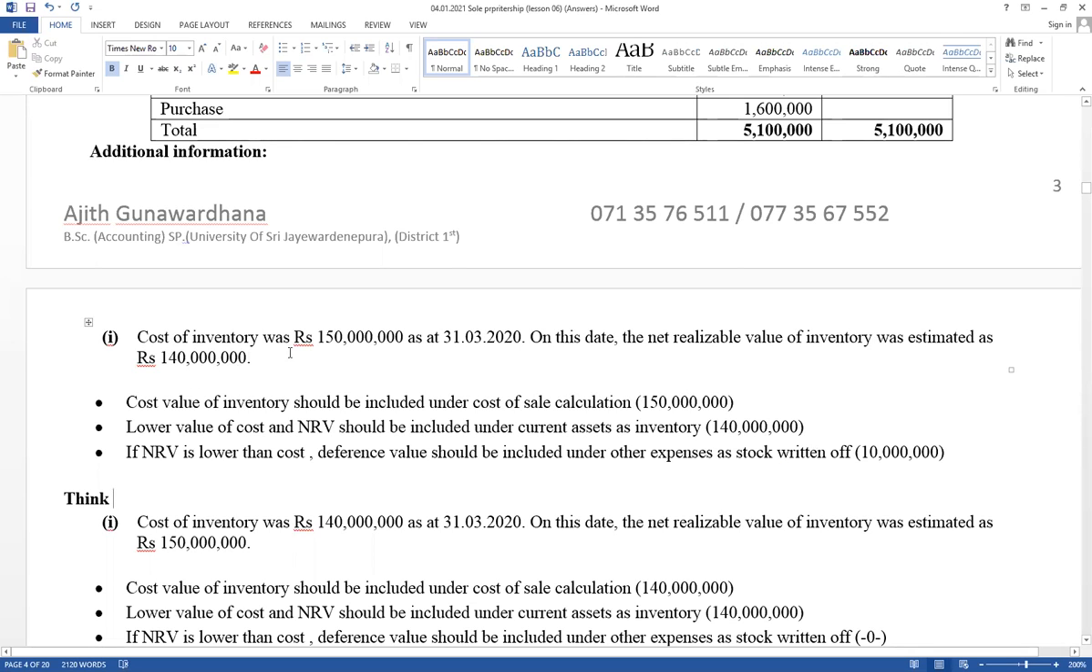When we are going to record additional information, the double entry system should be applied.